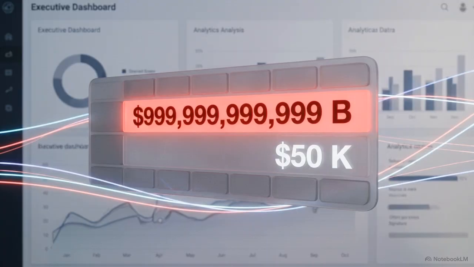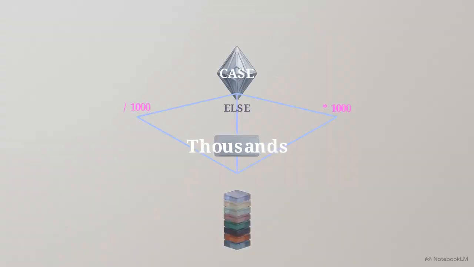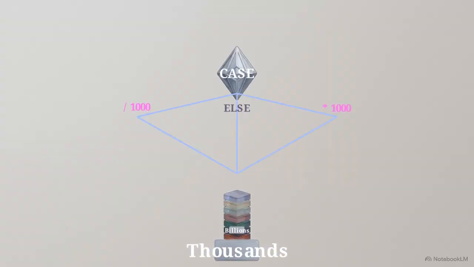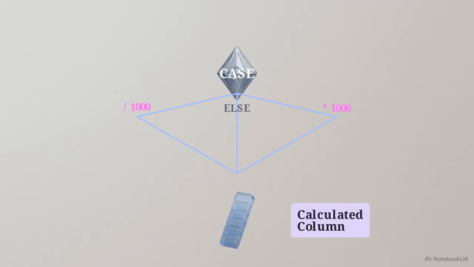A financial record might list revenue in billions for one row and thousands for the next. We catch this using a case statement. This logic tree evaluates every row, dynamically scaling mismatched units up or down to a single standard. We wrap those normalized figures into a newly calculated column, perfectly standardized before leaving the database.